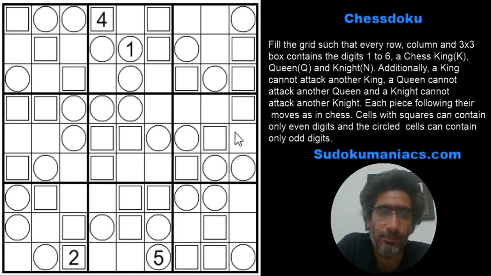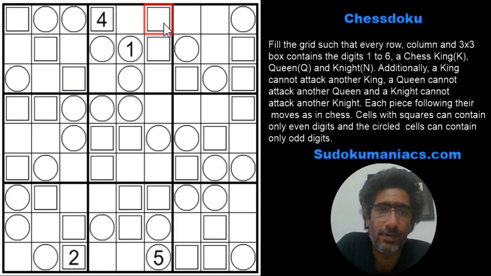So coming to this. Oh yes, I forgot to mention, cells with a square can contain only even digits and cells with a circle can contain only the odd digits. The best way I approach these puzzles is I try to finish off one parity at a time. So let's start off with the even numbers.